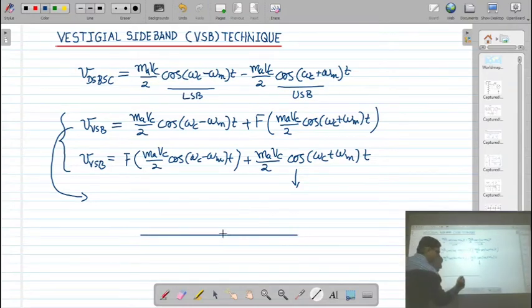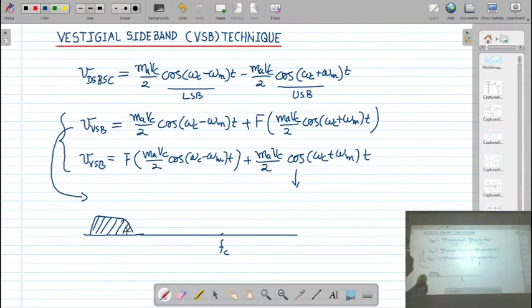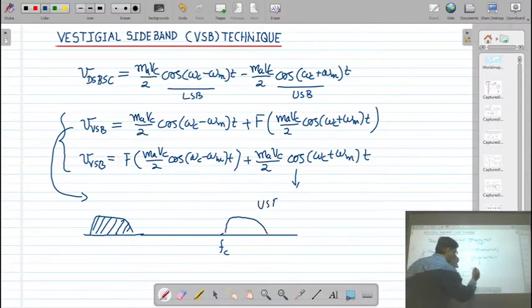Correct? This is my carrier frequency Fc, and let us say our information is like this. This is my modulating frequency, the information is there. Suppose we are transmitting an upper sideband, then the USB you can represent in this way. And this is Fc plus Fm. Correct? So your information is shifted between Fc and Fc plus Fm.